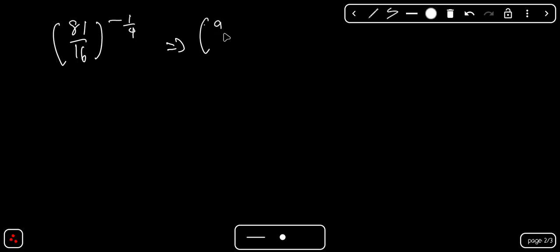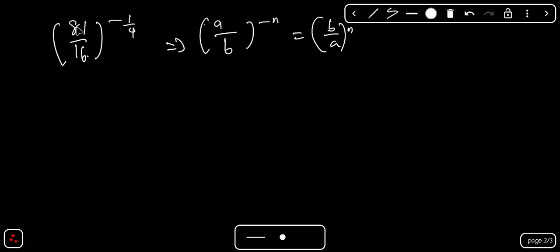Now we have this problem that we want to solve. The problem is 81 over 16, then raised to the power of minus 1 over 4. Now, if you have this kind of question, in this form, a over b raised to the power of minus n, we can say this is equal to b over a raised to the power of n. That is, we take the reciprocal. Are we together? So we have b over a raised to the power of n. So we can do such in this problem.